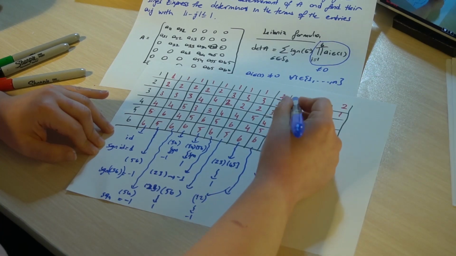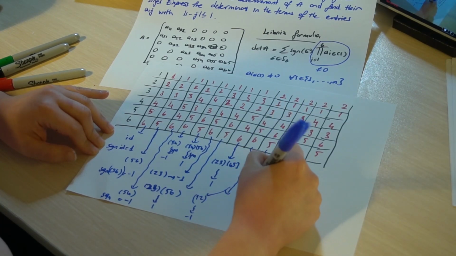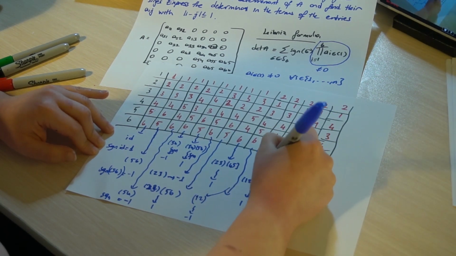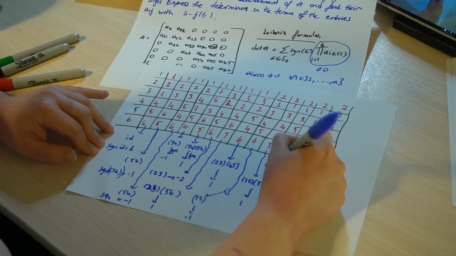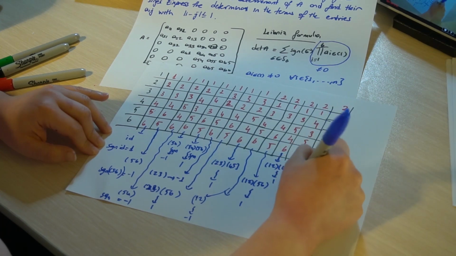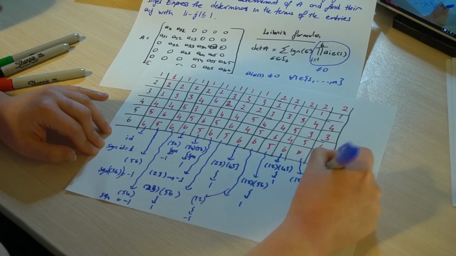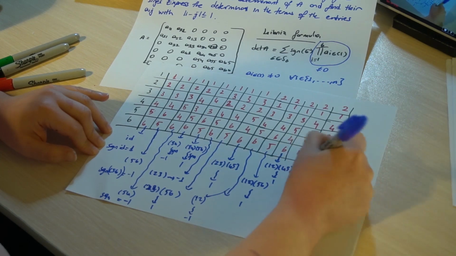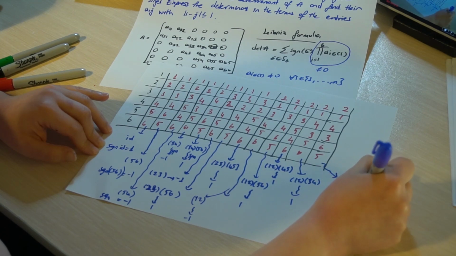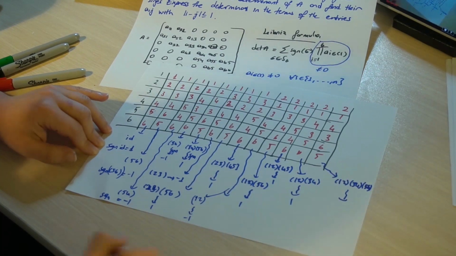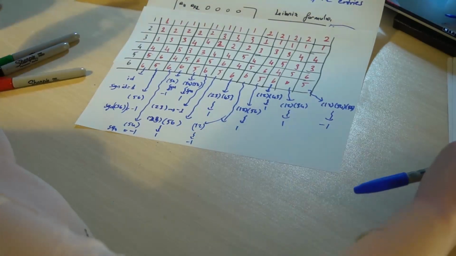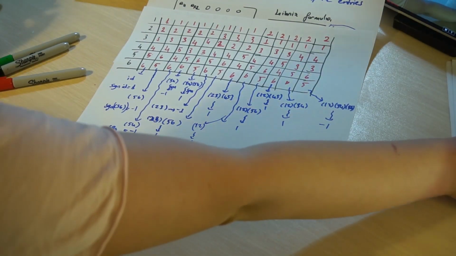So this is 1, 2, 5, 6. Sign of this one is 1. This one is 1, 2, 4, 5. Sign 1. This is 1, 2, 3, 4. Sign 1. And this one is 1, 2, 3, 4, 5, 6, and the sign is minus 1. So we find all the permutations.